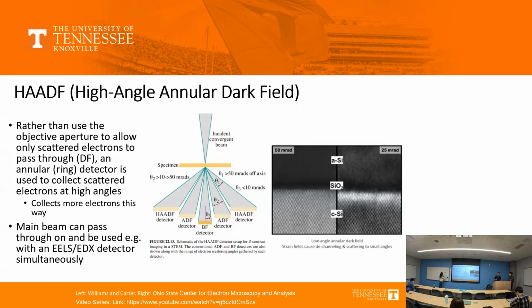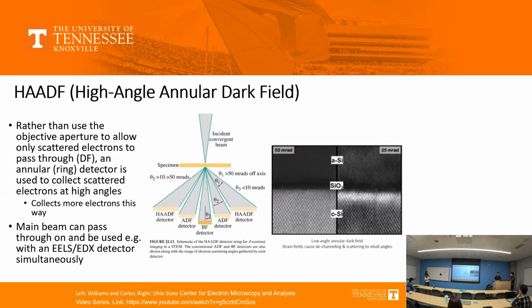Another advantage of high angle annular dark field is that because you're collecting signal from this annular region around the optic axis, your direct beam is still passing through, and that can be passed through to other complementary simultaneous techniques, such as, most commonly, EDX to collect compositional information, which we'll get to a little later, or something like EELS as well.